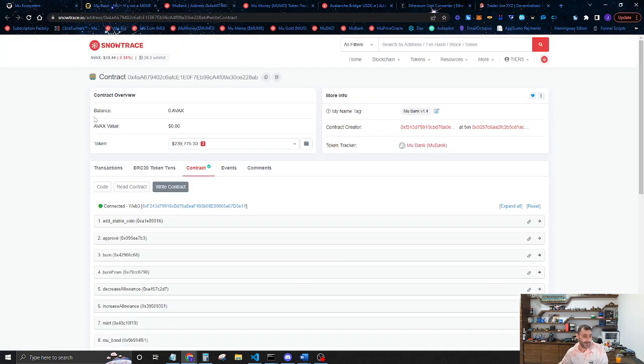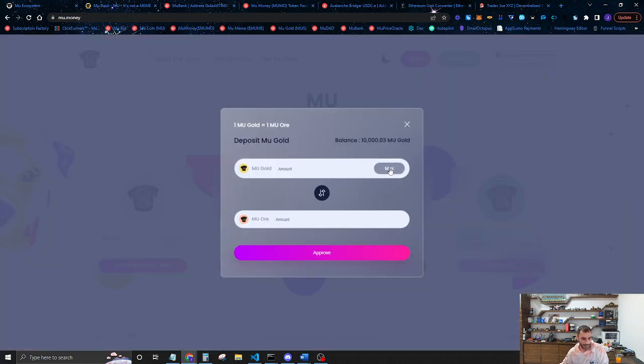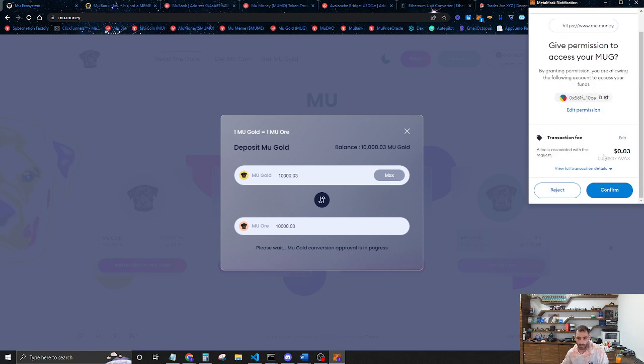On the front end, something very similar happens over here whenever you hit approve. What you do whenever you hit approve over here, you're approving Mu Ore to spend your Mu gold. The approve function is done for you automatically. Whenever you click this button, what you're doing is you're calling the approve function.